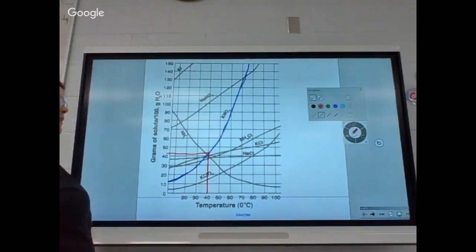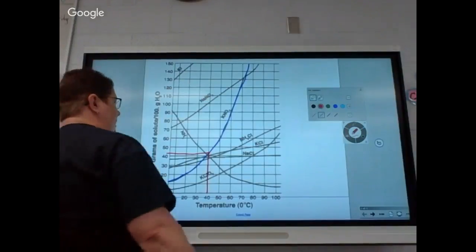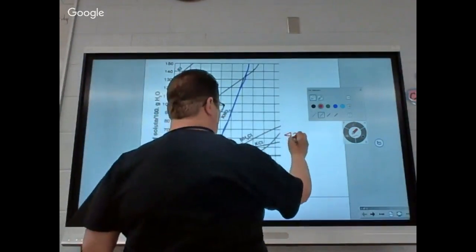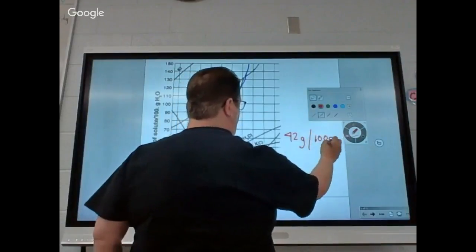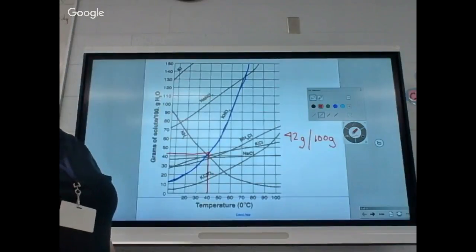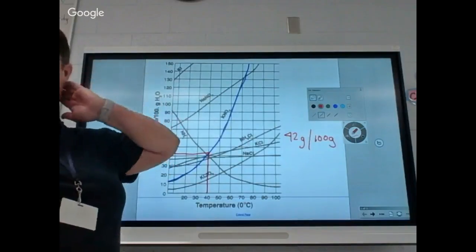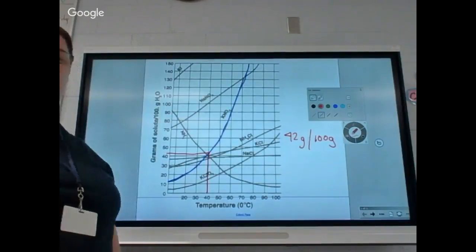What do you notice about this time at the intersection? It's sort of not on the line, is it? So you had to estimate. So what'd you estimate? 42 is fine. If you estimated 43, that's fine. It doesn't have to be exact. We're not all going to agree. Okay? 42 grams per 100 grams. Anybody say 43 grams per 100 grams? Anybody? No? Everybody agreed on 42? It's like never happened before.